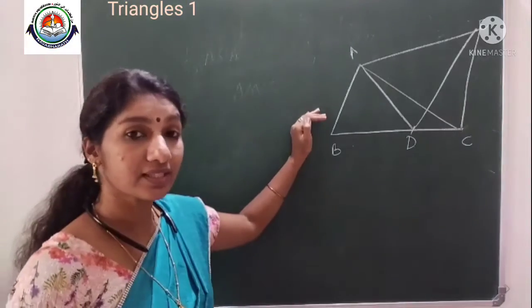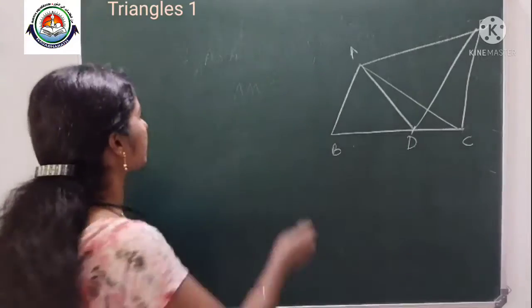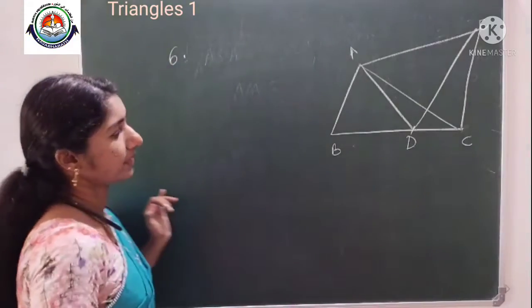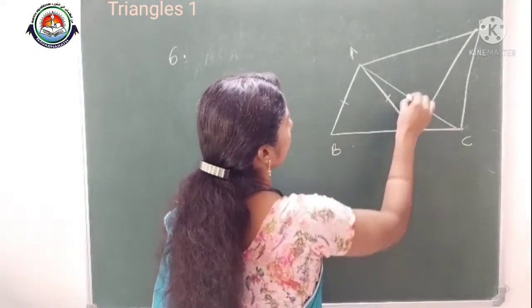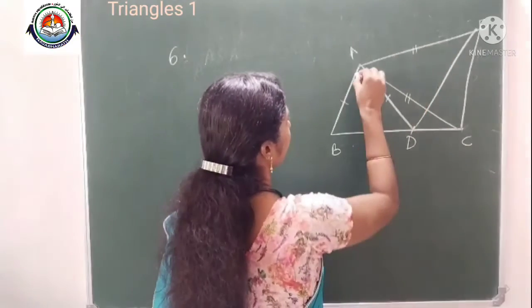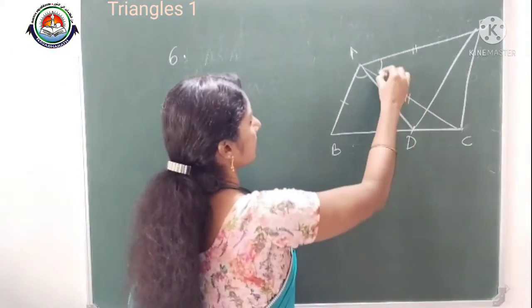Okay. See, here one figure is given like this. This is exercise 7.1, question number 6, which I am explaining. Some information is given: AB and AD are equal, AC and AE are equal, and this angle is equal.